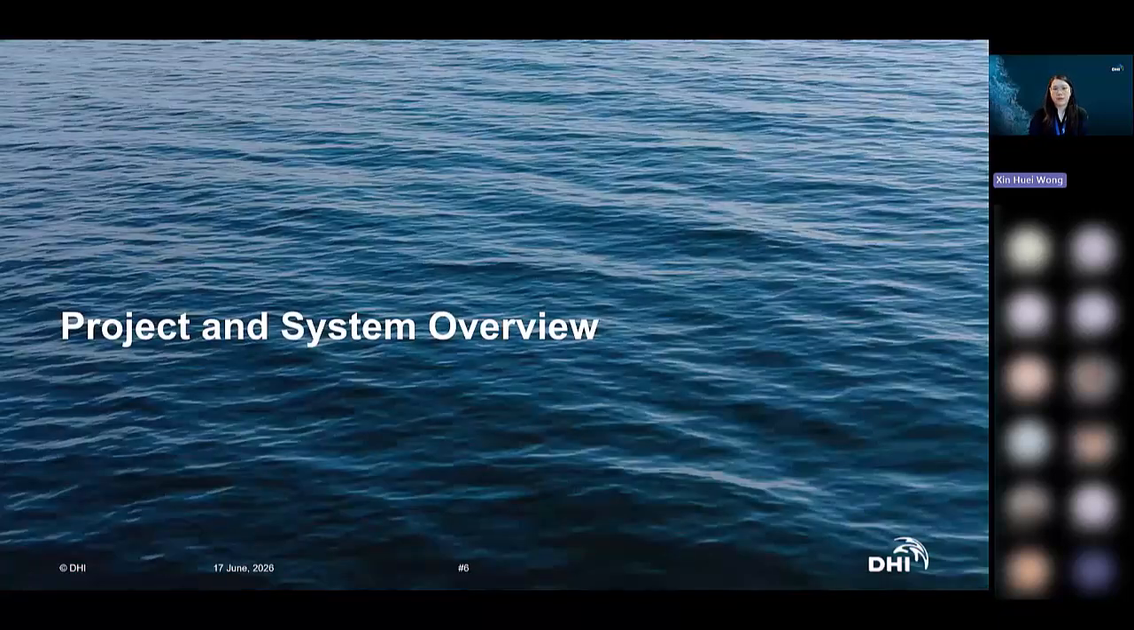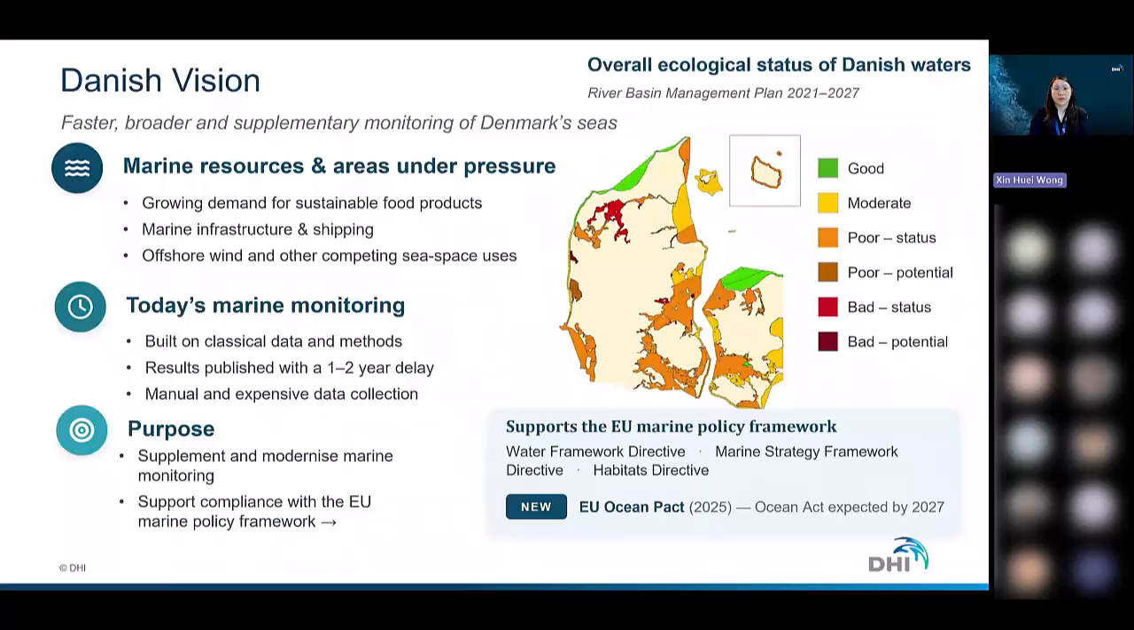So this is the project system and overview. So why does this matter? Danish marine resources are under significant and growing pressure from offshore wind expansion, increased shipping activities, aquaculture, and so on. Yet today's marine monitoring is heavily relying on classical shipborne surveys, and the data and reporting generally takes a long time and sometimes with some delay. It's manual and expensive and spatially sparse.